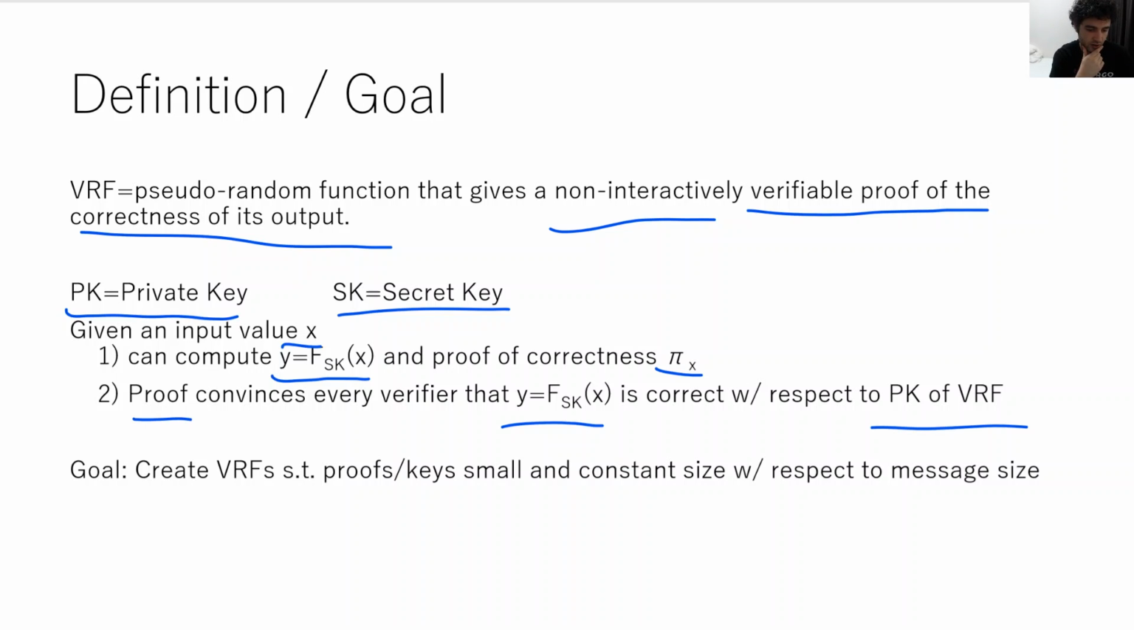Okay, and so what is our goal? Our goal is to create a verifiable random function such that proofs and keys are small and a constant size with respect to message size of the input. And we'll motivate why we care about this in the future with respect to blockchain, and why we want these verifiable random functions, for example, in blockchain scenarios. And in this case, for example, the proof size is important because the smaller the proof, the smaller the blockchain, right?